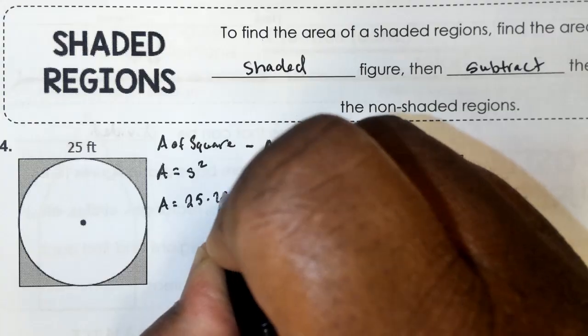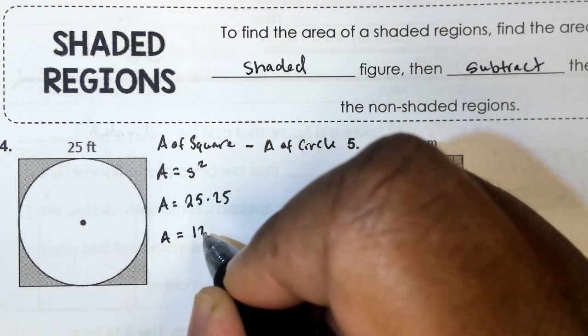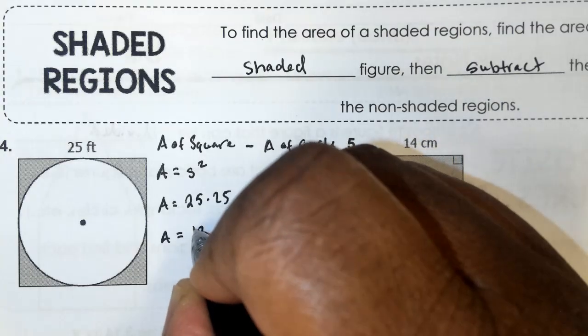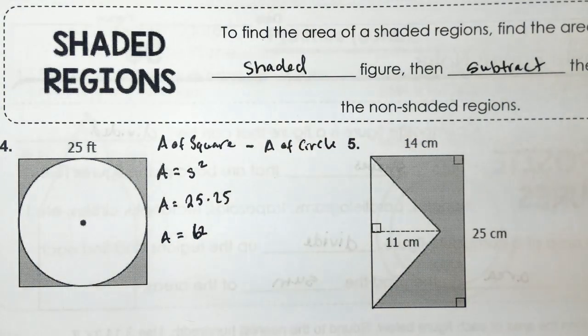25 times 25. Is that 125? I think. No. Is that one? No, it's bigger than that. 625. I don't like how I'm about to write that. I'm about to white out.